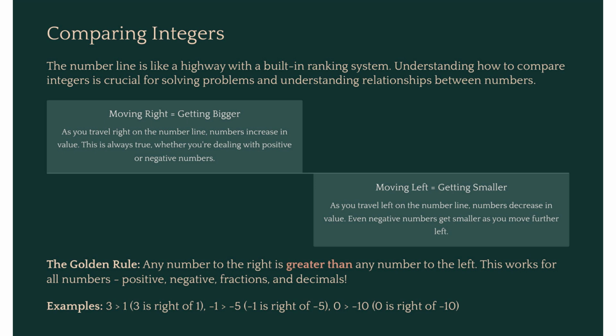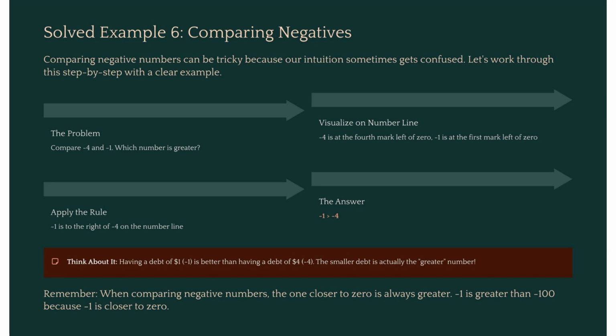The number line is crucial for comparing integers. Numbers increase as you move right and they decrease as you move left. This means that any number to the right on the line is always greater than any number to the left. This rule is especially helpful when comparing two negative numbers. In example 6, we compare -4 and -1. If you locate them on the number line, you'll see that -1 is to the right of -4. Therefore, -1 is greater than -4.